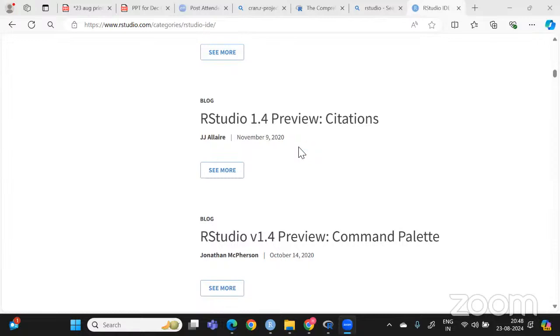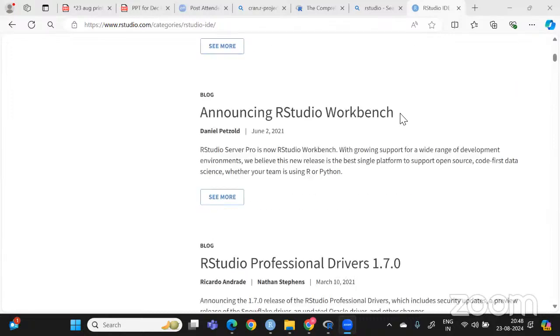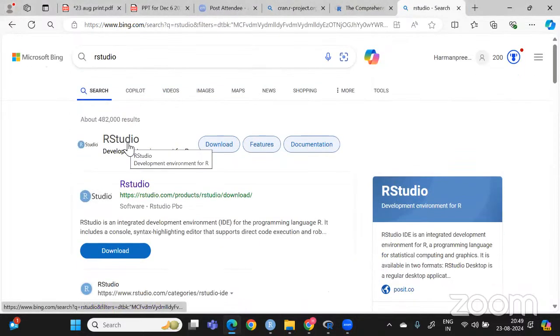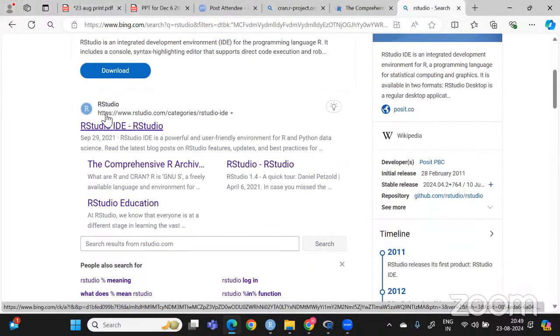Whether I have discussed with you RStudio, how to download it. Yes, sir, please explain how we can download RStudio. Okay, so now you have to go to this link, RStudio. You have to go to http://www.rstudio.com. You have to click on this.